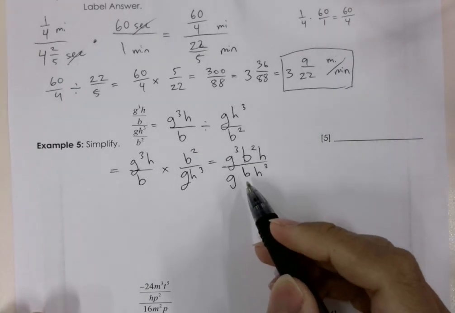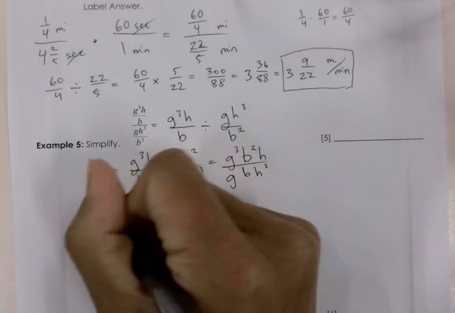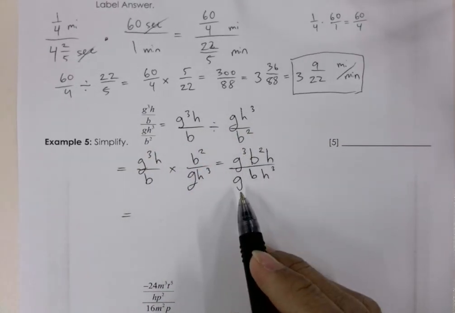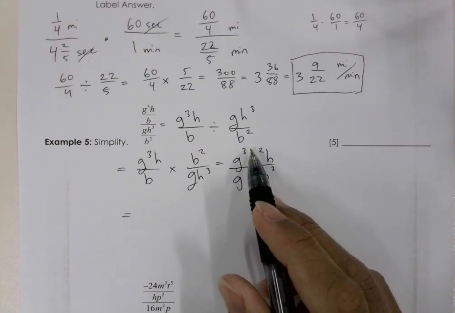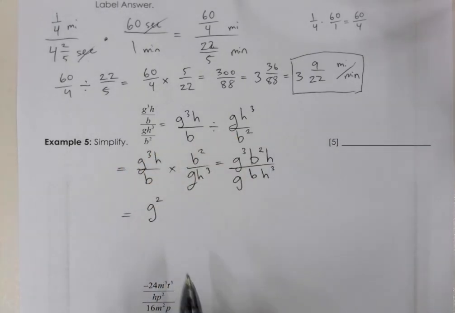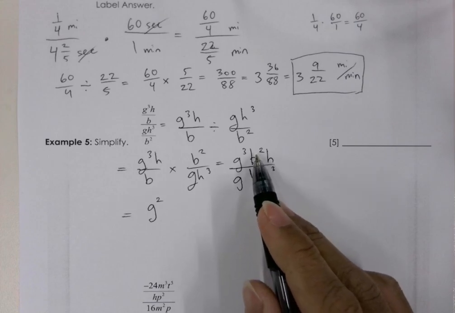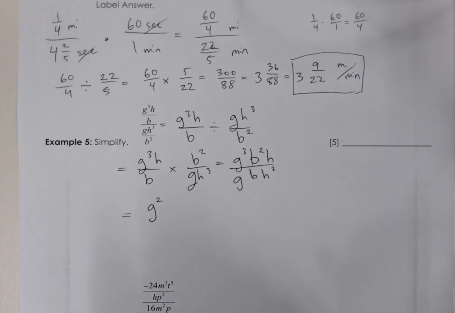Okay, so you can see I put them in the same order in the numerator and denominator, so it makes the canceling out easier. So we have 3 g's at the top, we have 1 g at the bottom, and so we can cancel this g out and subtract 1 from the 3. So it's going to be g squared in the numerator. And then here we have 2 b's on the top and then 1 b in the bottom, so that can cancel out, leaving 1 b at the top.